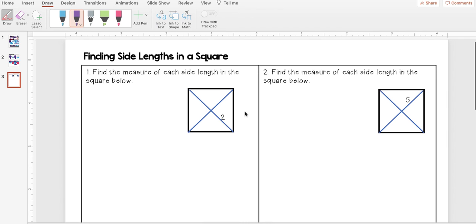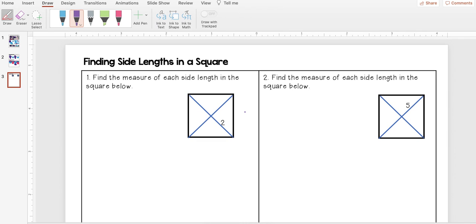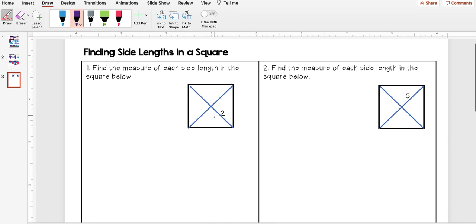For this last video, we're going to be looking at finding side lengths in a square. So for number 1, I want to find the measure of each side length in the square below. So I'm given that this side length is 2. I want to find the side lengths of the square.